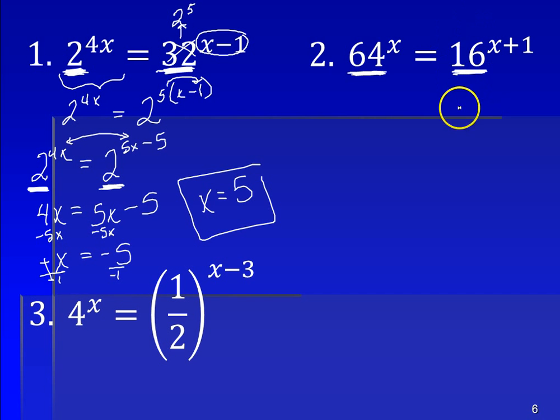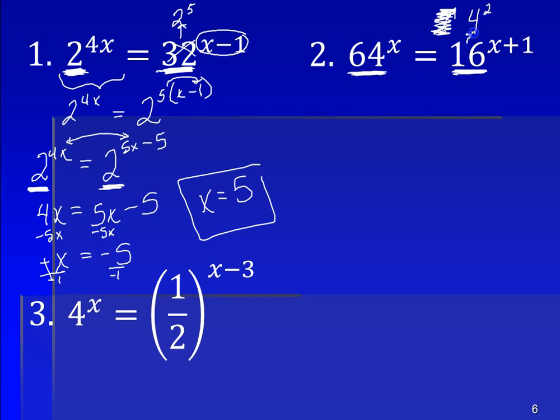So if 64 can't turn into 16, they're both going to have to change, okay? And I would start with the smaller number. 16, I've got two options here. It's either 2 to the 4th or it's 4 squared. Both of those give me 16. Well, I actually could do either one with 64. I could do 2 or I could do 4. I need to make them the same, so I'm just going to choose 4.